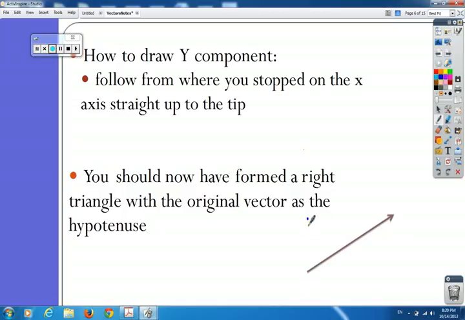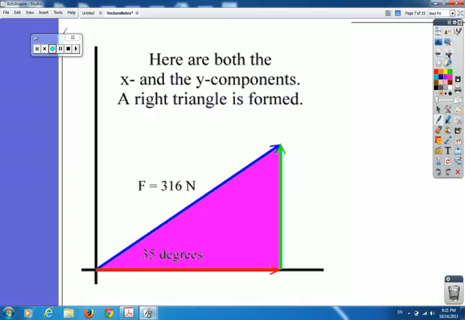If you put in your coordinate system, there's your Y component. Your original vector is now the hypotenuse. Here's your right angle, and you have your X and you have your Y. Now how are we going to solve for that? You're going to have to go back to some trig functions. Here's what it looked like, and there's your right triangles formed right there.